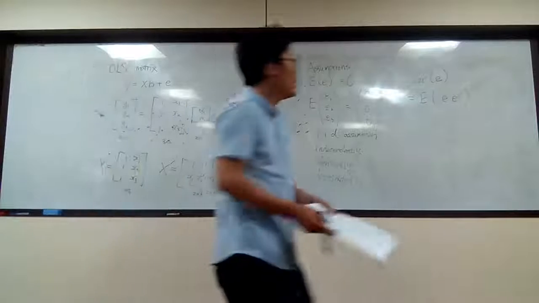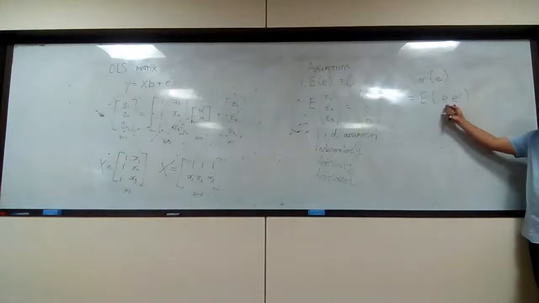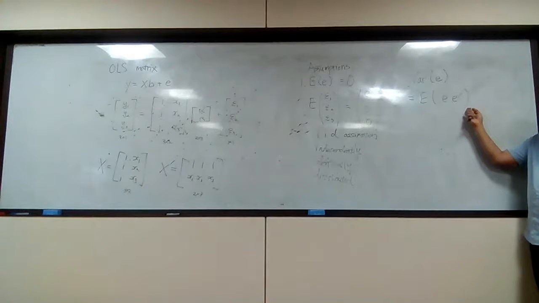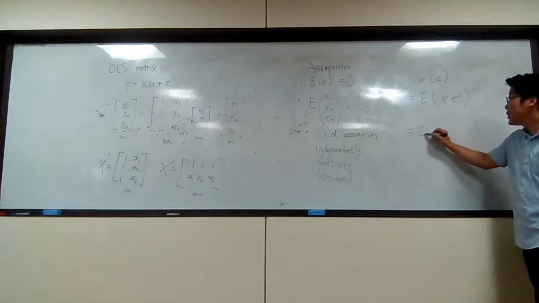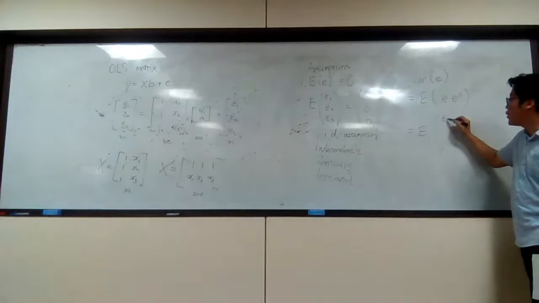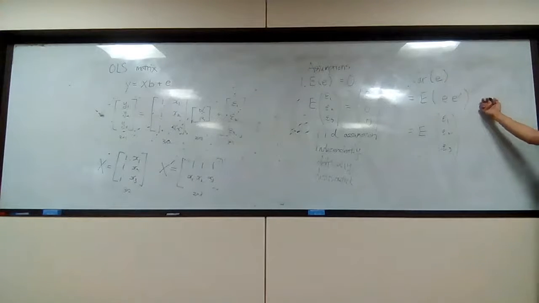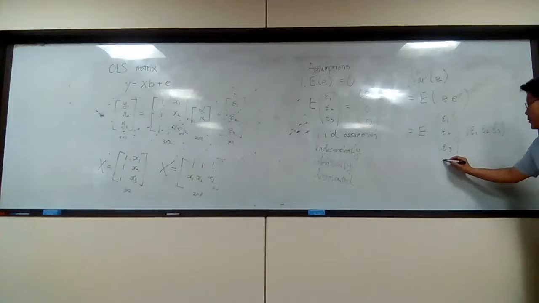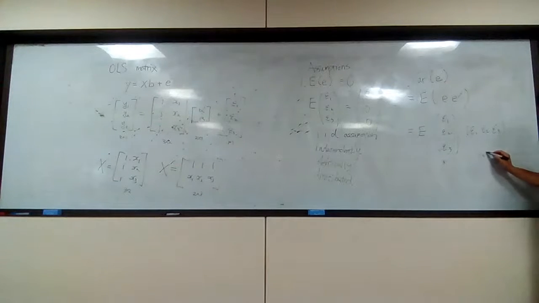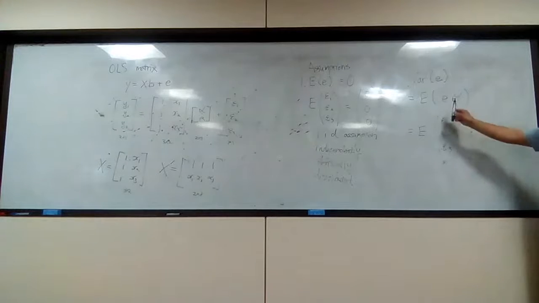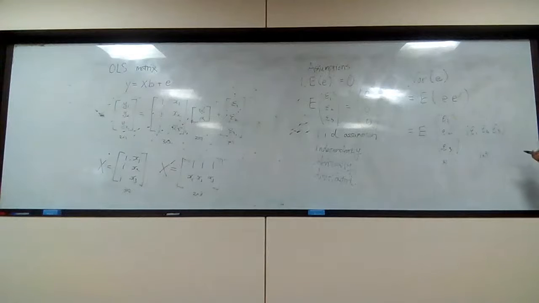So in this case, what we calculate is E and E transpose. Then we are trying to calculate the expected value of E. What is E? Epsilon 1, epsilon 2, epsilon 3. What is E transpose? Epsilon 1, epsilon 2, epsilon 3. Okay? This is a 3 by 1 matrix. This is a 1 by 3 matrix. 3 rows, 1 column, 1 row, 3 columns. Okay? Then this one and this one, they match. Then the result is a 3 by 3 matrix.